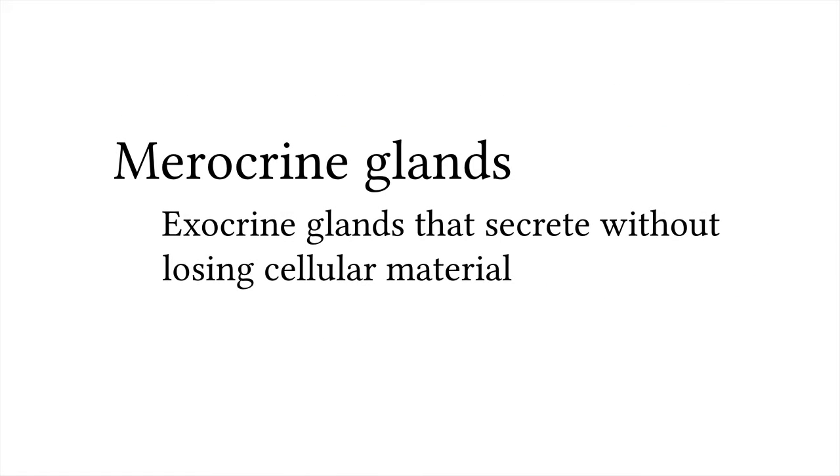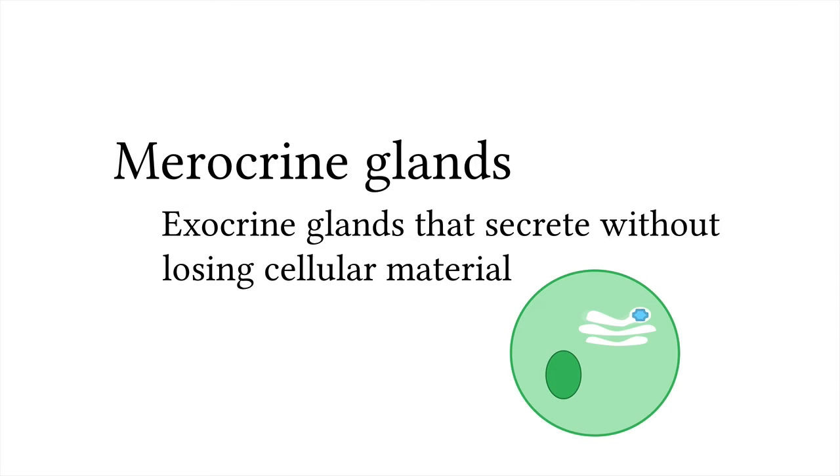Merocrine glands are exocrine glands that secrete without losing cellular material. They excrete the products via exocytosis. You learned about that type of active transport in the last module. Well, mero means part, and only a part of the material from the inside of the cells is released. A good example of merocrine glands are sweat glands. They secrete a combination of water, salt, and other dissolved substances onto your skin.